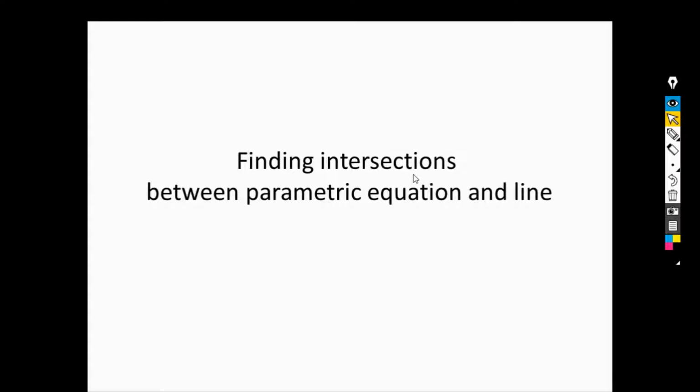The next part we are going to look at is finding the intersections between a parametric equation and a line. The parametric equation is in terms of x, y, and t. The line is in terms of x and y. So what we need to do is to find the intersection, which is in terms of x and y, and then we find t by plugging the parametric equation into the line equation.